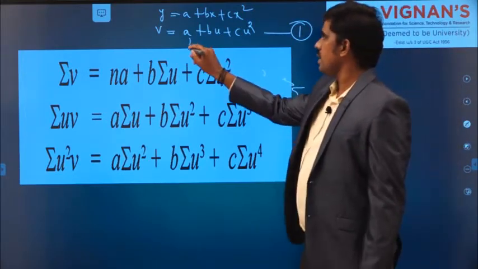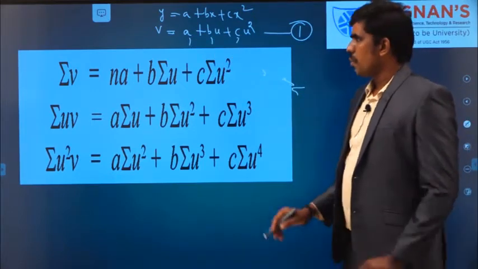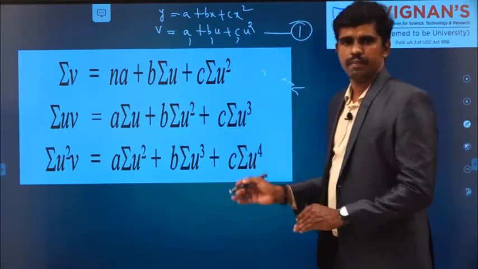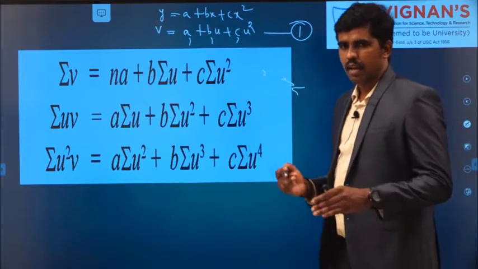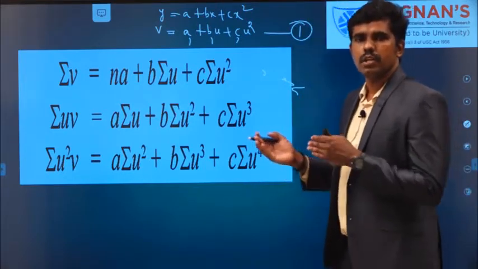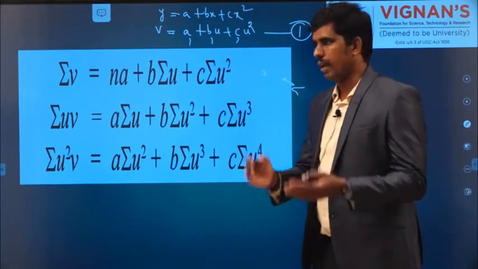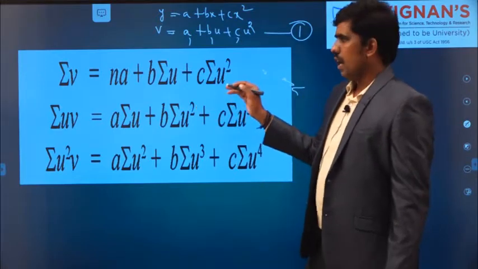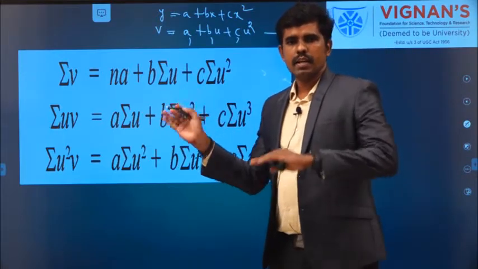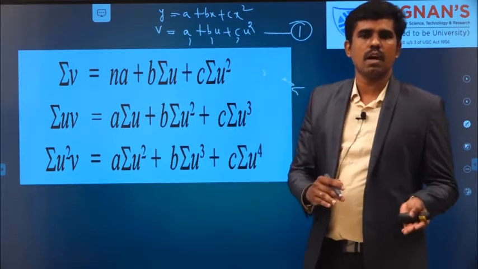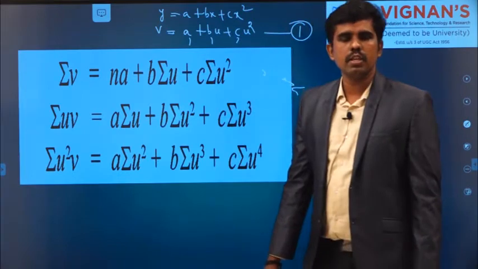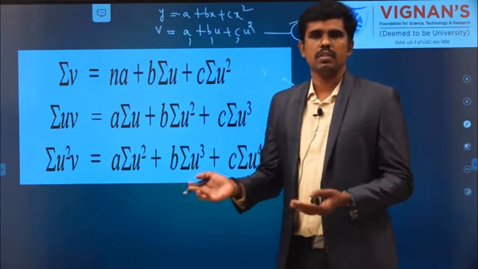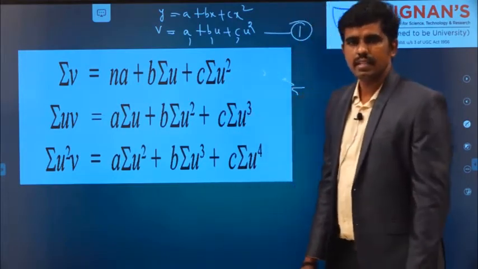In this, what do I want to find? A, B and C. But I have to assume the relationship between u and x, v and y. By looking at the data, I have to fix the relationship. How I am going to fix it, I will explain, and before that I will give you the normal equations. In terms of x and y, you know how to write normal equations. Similarly, write the normal equations in terms of u and v. You just replace x by u and y by v, so that you get all these normal equations in terms of u and v.